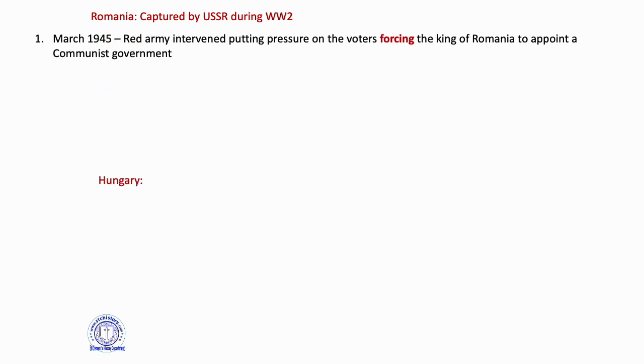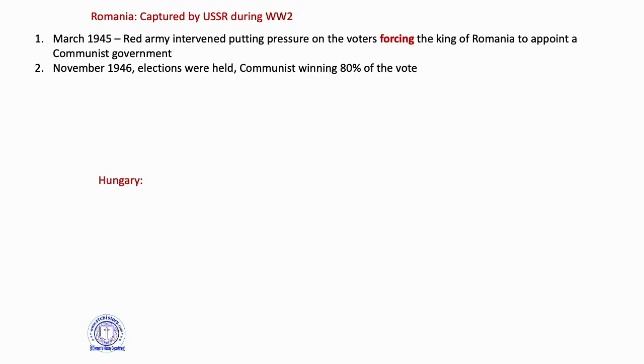So firstly, in March 1945, the Red Army intervened, putting pressure on the voters, which forced the King of Romania to appoint a communist government. So again, heavily influencing at this point, aren't we? The Soviets are definitely influencing what would be some sort of democracy.